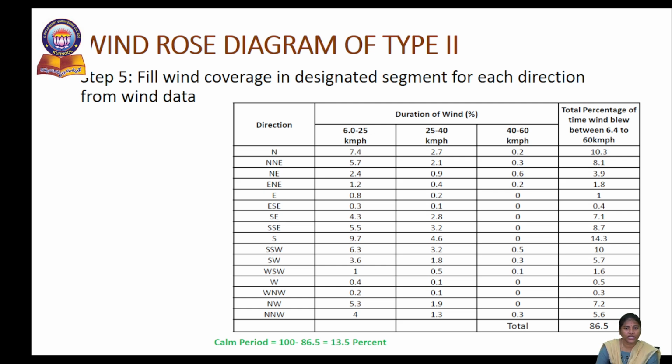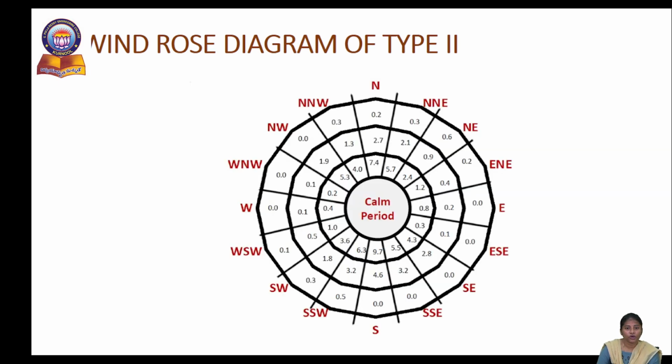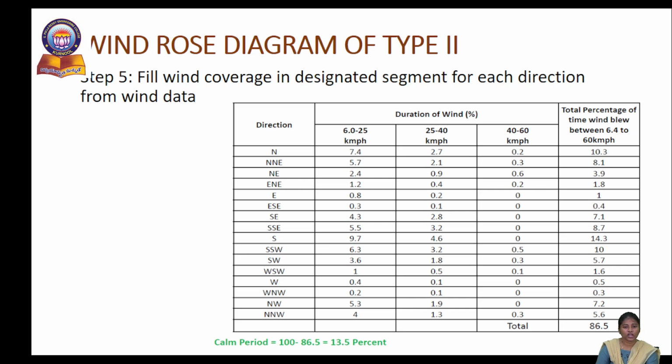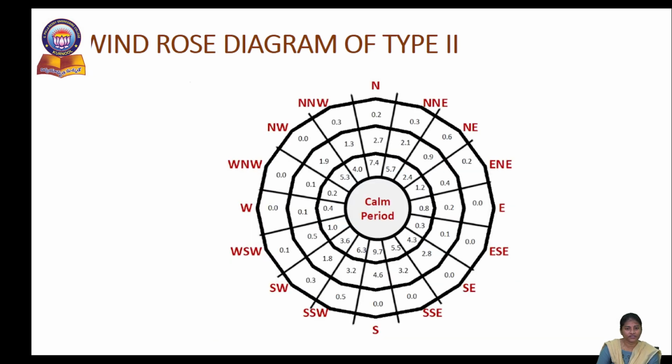For example, here in this table, with 6 to 25 kmph speed along the north direction, we have 7.4% of the duration of the wind. So here you can observe 7.4 is marked between 6 to 24 kmph speed and along the north direction. Similarly, in this table, all the durations of the wind between the speeds and along all the 16 directions are shown.